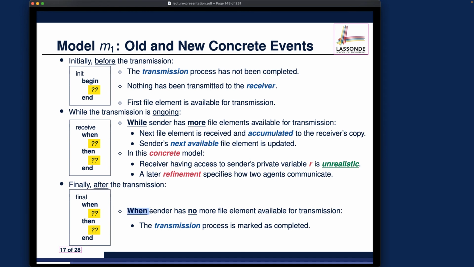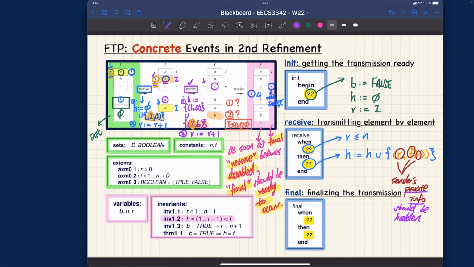What about the guard? So when the sender has no more file element available for transmission, what does that mean? Let's now write it down. The guard should be that if the sender has no more element to be transmitted, that means the R over here should be pointing to something that's one off the maximum index, right? So we can write it down precisely. That would be when R is exactly equal to n plus 1.